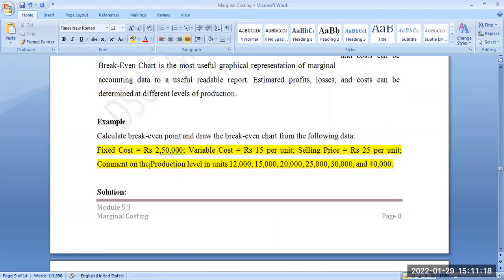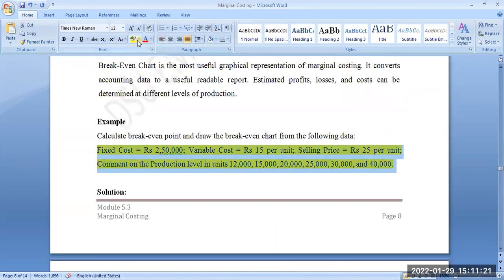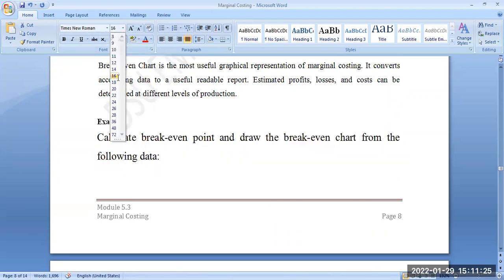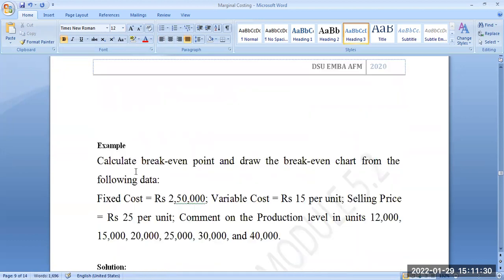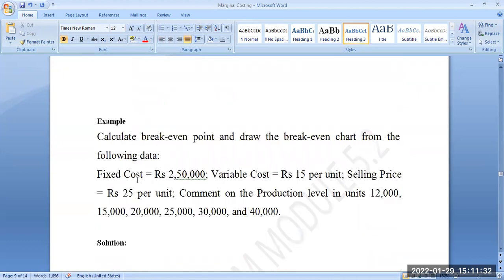Look at this example. There's an example given to you here. You're going to calculate the break-even point. Fixed cost is 2,50,000. Variable cost is 15 rupees per unit. Selling price is 25 rupees per unit. Comment on the level of production, that is, the company produces 12,000, 15,000, 20,000, 25,000, 30,000, 40,000. We'll come to this a little later.